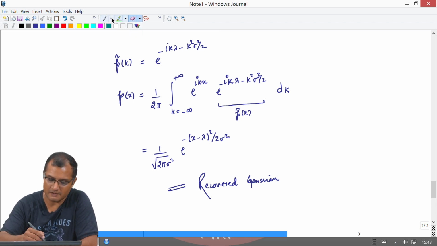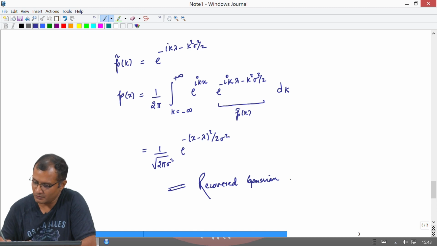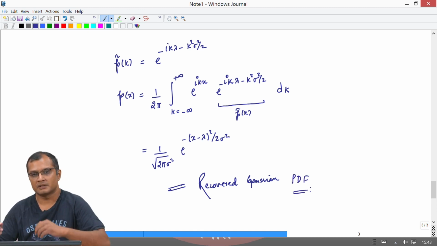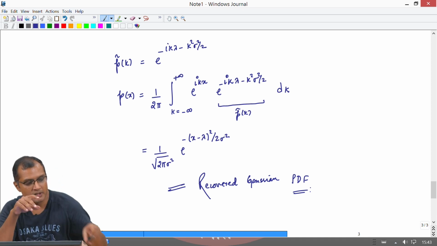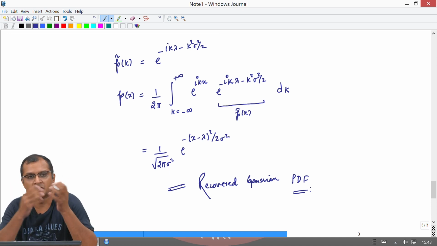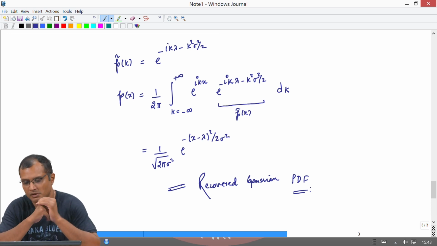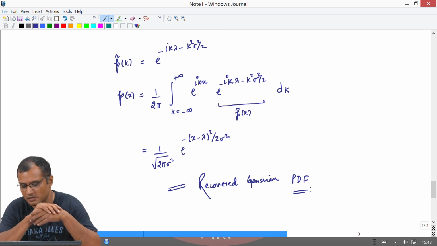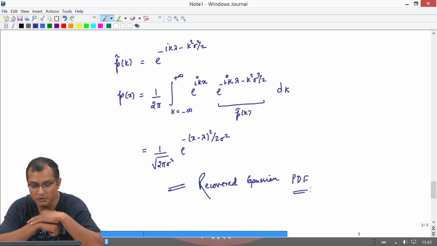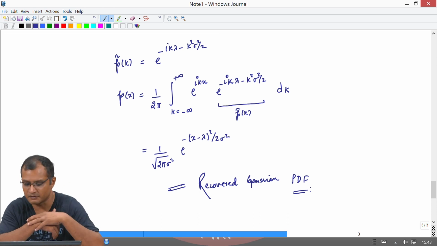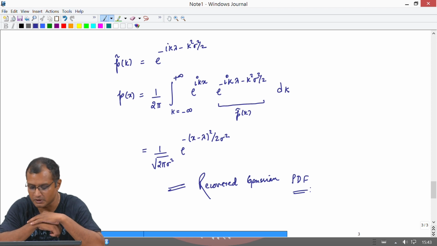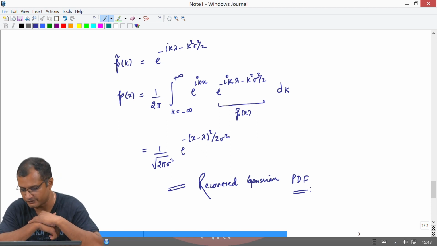In general, you can construct any PDF like this. Suppose you know all the cumulants. Then you can simply construct the cumulant generating function. Suppose you have 5 cumulants and there are only 5 cumulants in this distribution, just write down the expansion, compute your cumulant generating function and take its inverse Fourier transform. That would give you your PDF.